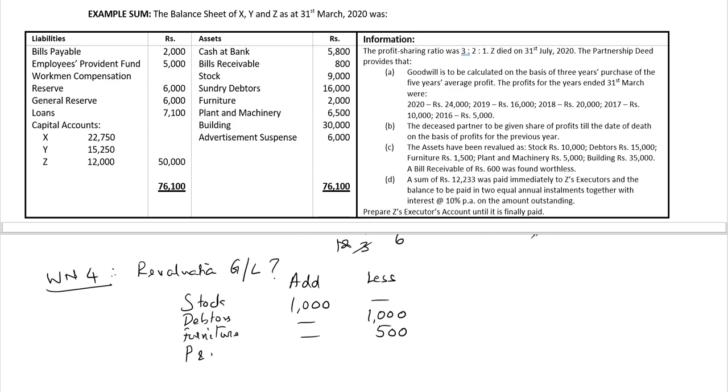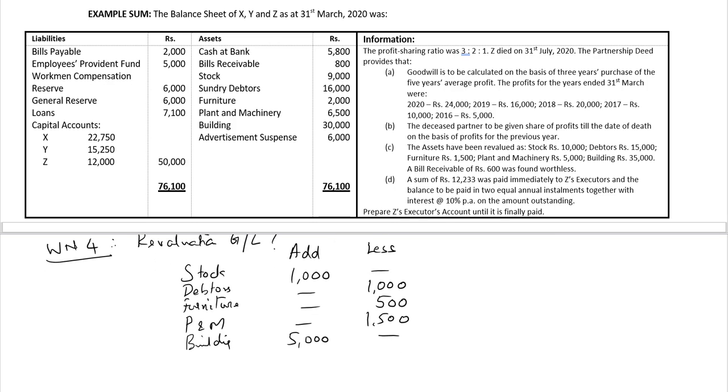Plant and machinery valued at rupees 5,000 against the book value of 6,500 rupees. So 1,500 rupees under less. Building valued at 35,000 rupees against the book value of 30,000. So against add, we will write 5,000 rupees. And the last item, bills receivable of rupees 600 was found worthless. So that's a reduction in asset. So we'll write it under less.